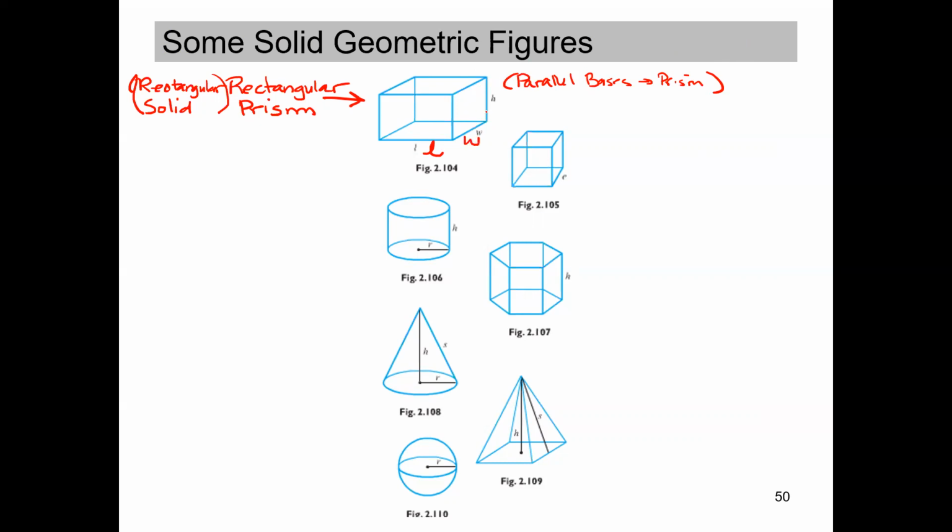So we have L, W, and H here. Length, width, and height are the measurements that we have on this diagram. Now coming down to the next one here, this is a cube. It's also a prism. It's a rectangular prism, but it's a very specific one. The sides are all the same. So the label on this one is an E for edge, and all of these would measure E, every single one.